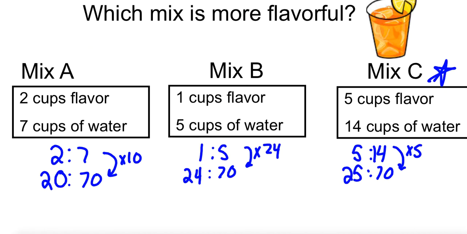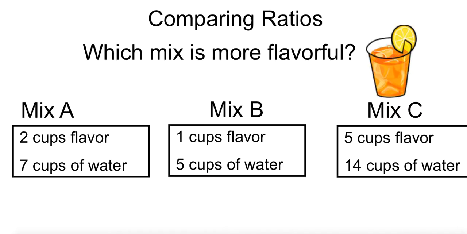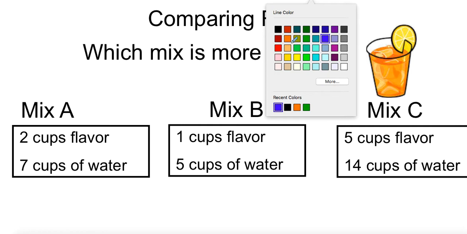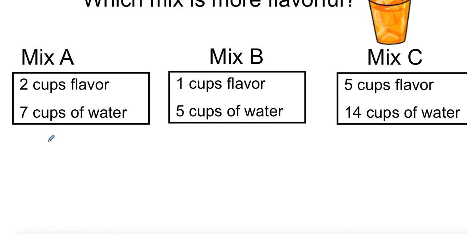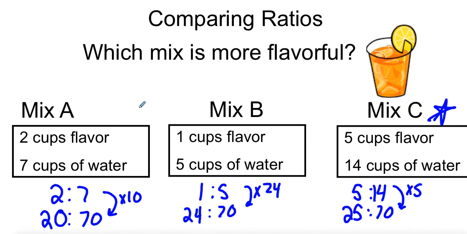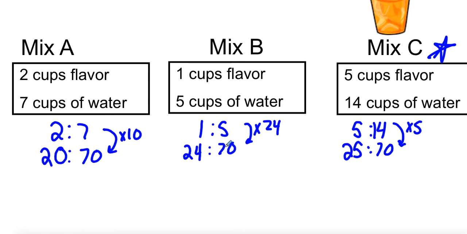Now you don't always have to make sure that you have the same amount of water. You could actually compare these ratios by making sure you have the same amount of flavor. So just like last time, I'm going to be writing my ratios: 2 to 7, 1 to 5, and 5 to 14. Now, if you noticed in our last example, this common multiple was a little bit difficult to find.